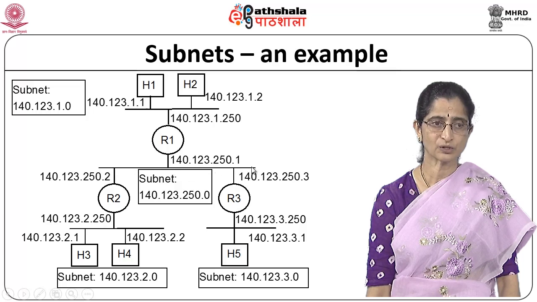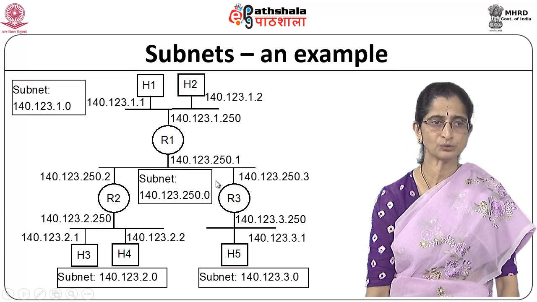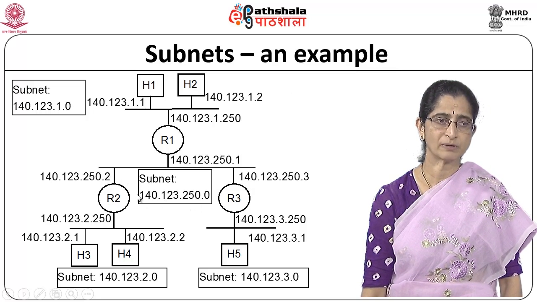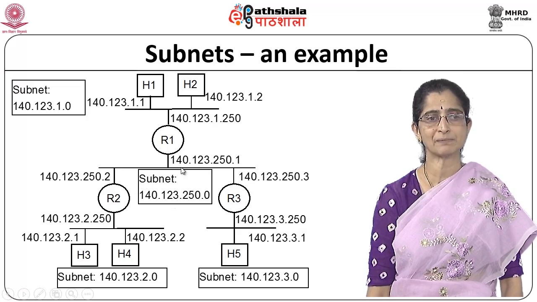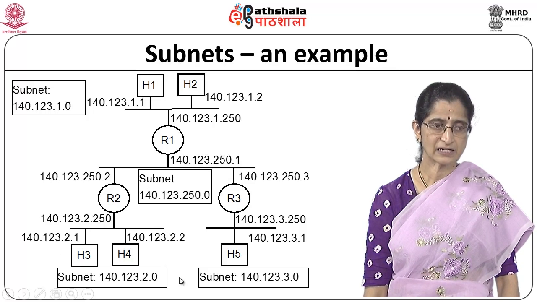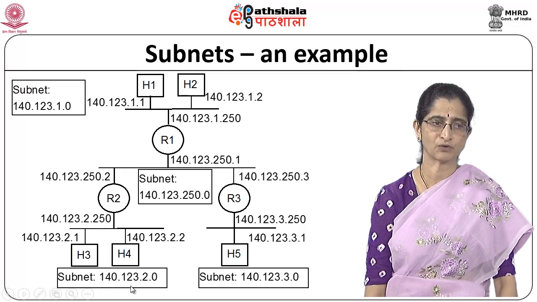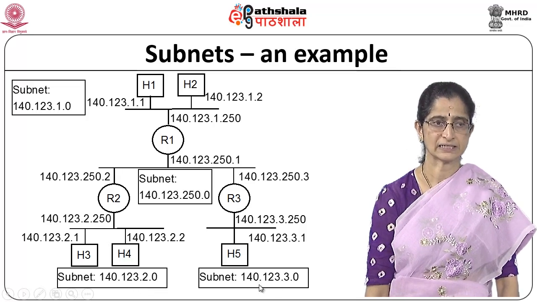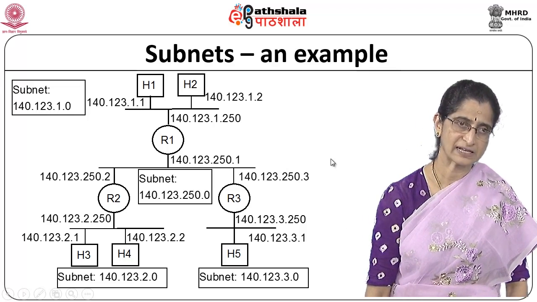Now this network you can see has 3 interfaces, one connected to R1, one connected to R2 and another connected to R3. But if you look at the addresses, you can see that there is a common part there, which is 140.123.1.250. So that becomes the subnet address for this particular subnet. Similarly, for the subnetwork which is connected to the other interface of R2, you have a common part which is 140.23.2. And here similarly it is 140.23.3, right. So this is typically how the subnet addresses will be assigned.